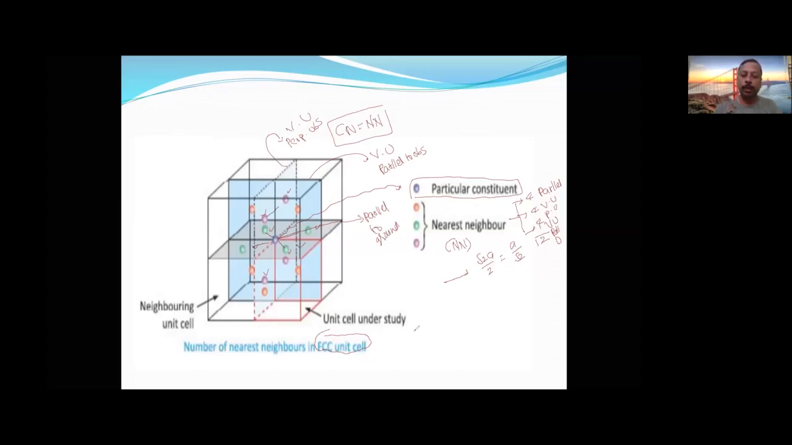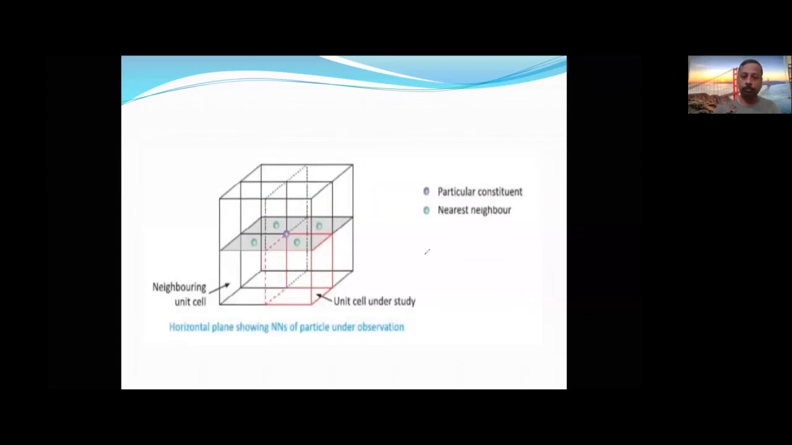Now let's go to the next slide. In the previous one, we had taken all planes together. This slide shows only the planes parallel to the ground. So this is root 2a by 2, root 2a by 2, 4 here.